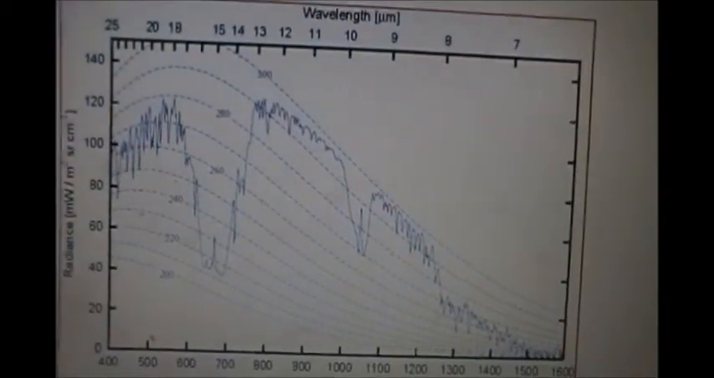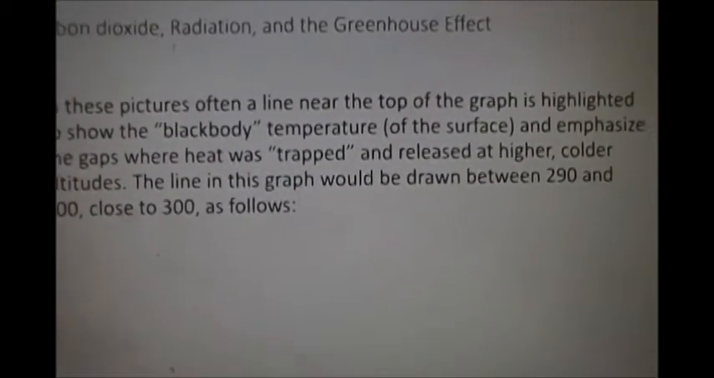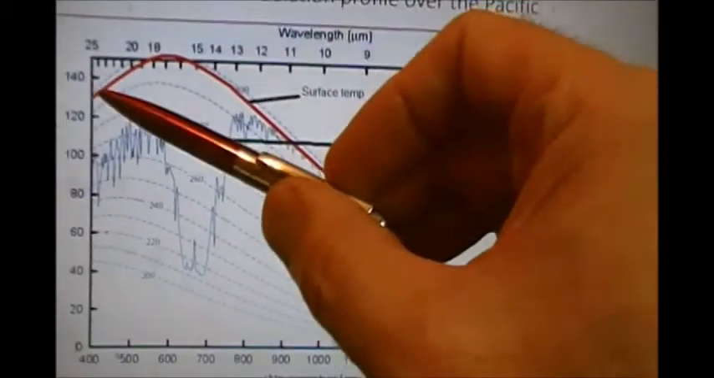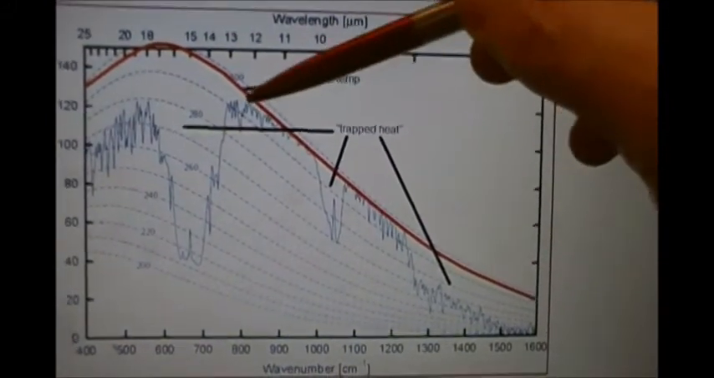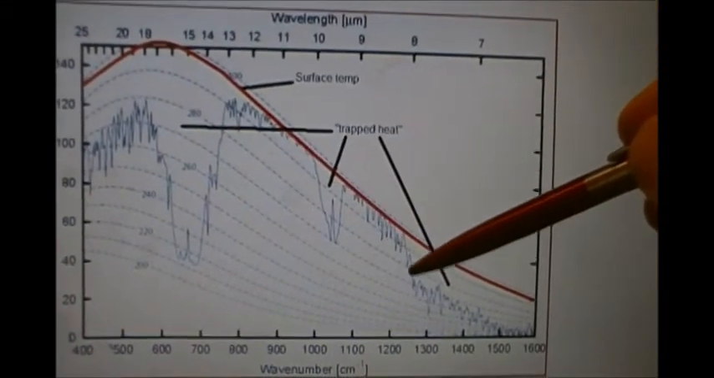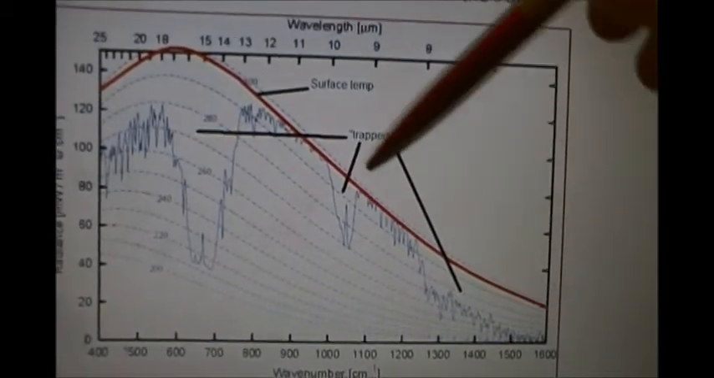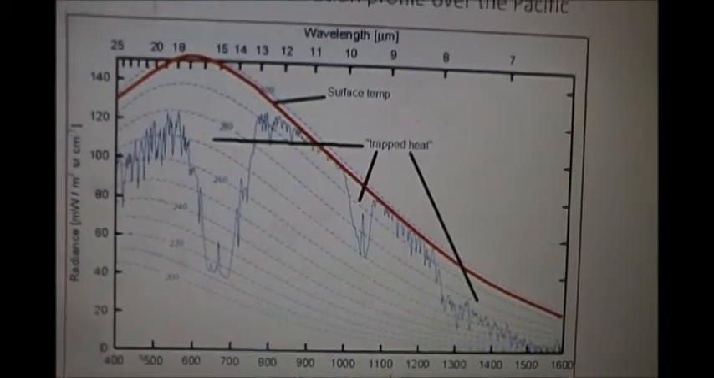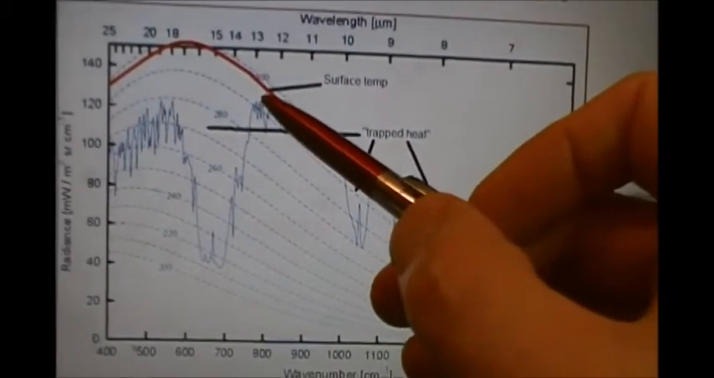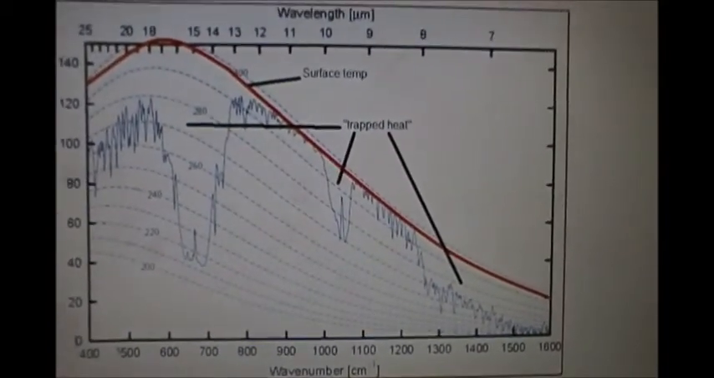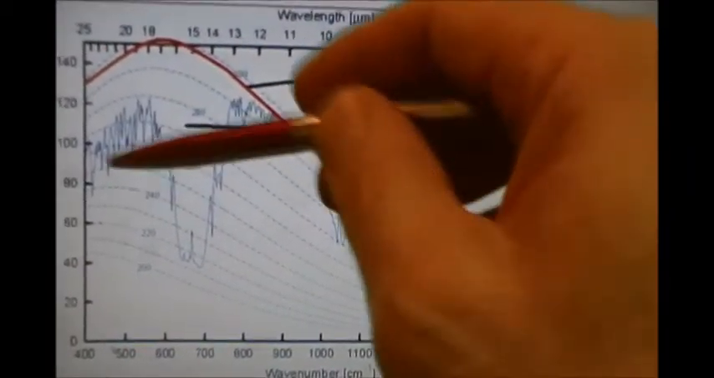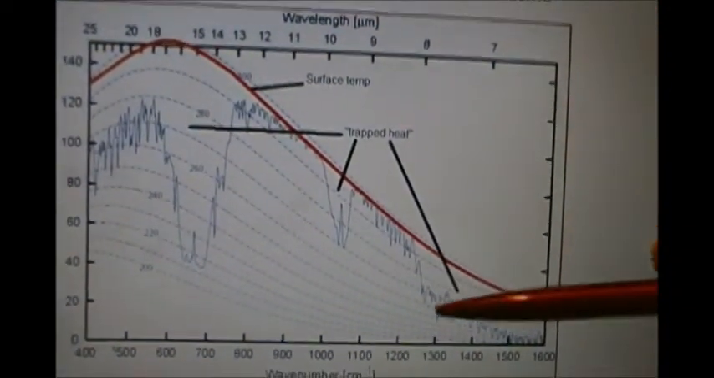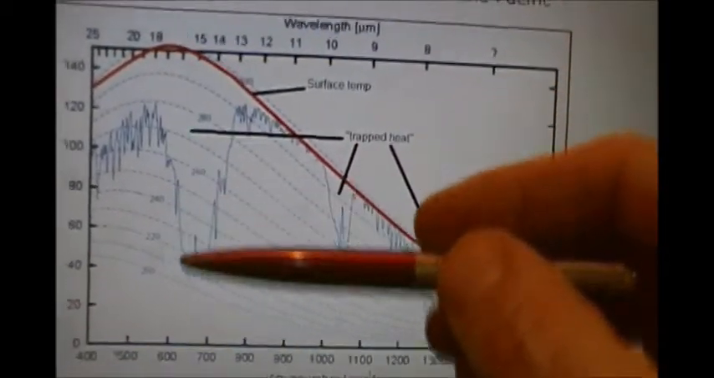What will often happen with these charts is that they will highlight a line near the top of the chart. They'll see the tops of these radiation lines here, and they'll draw a line along the top of it like this, and they'll say, well, that's the surface temperature, and it's just below 300 Kelvin. And then they say, well, this is where the greenhouse gases are trapping some of the radiation so that it can't escape. And if there are more greenhouse gases, it's going to trap more.